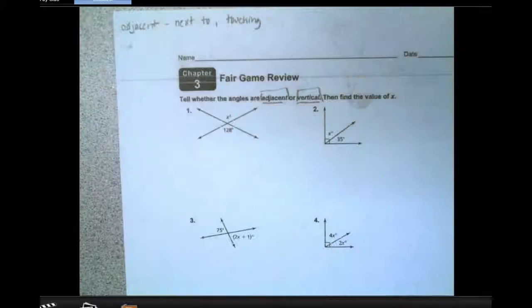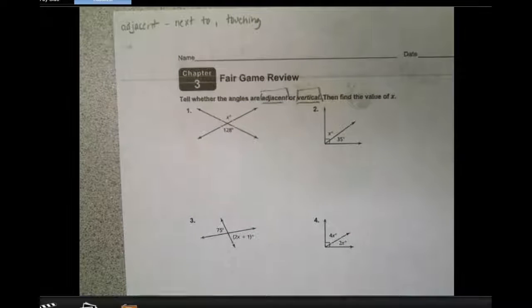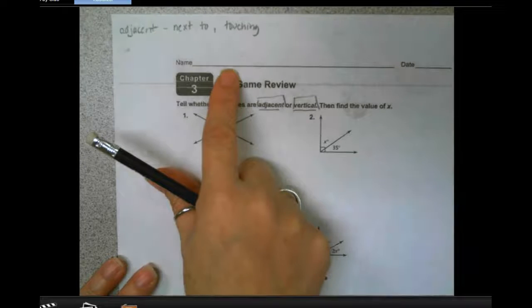It's like your neighbor. Mrs. McKay's room is adjacent to mine. Mr. Murillo's is adjacent to my room. Mr. Morton's is not adjacent to mine. It is not next door. It's not touching. We don't share a common wall. So that's not adjacent. So next to or touching is adjacent.